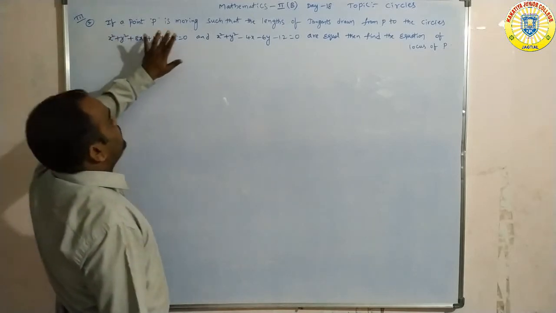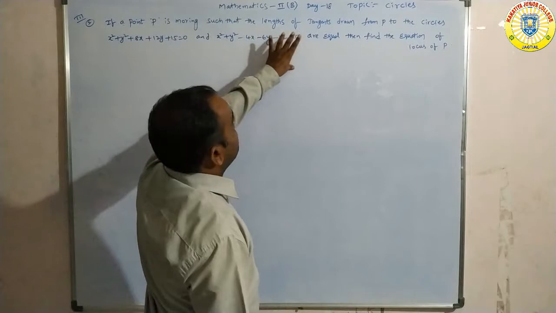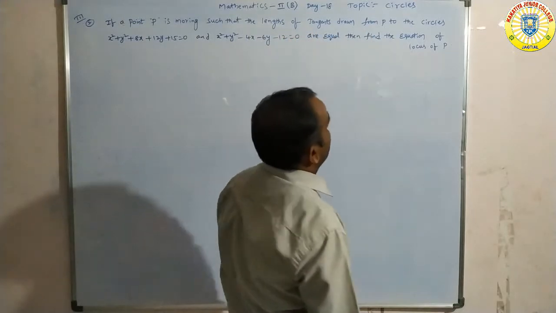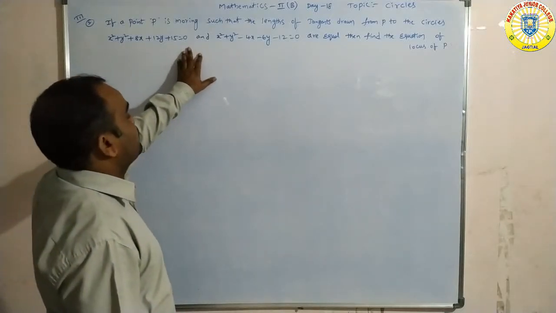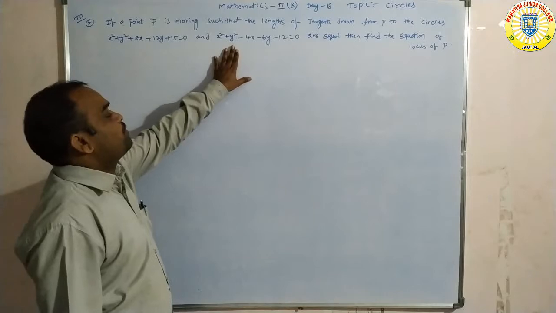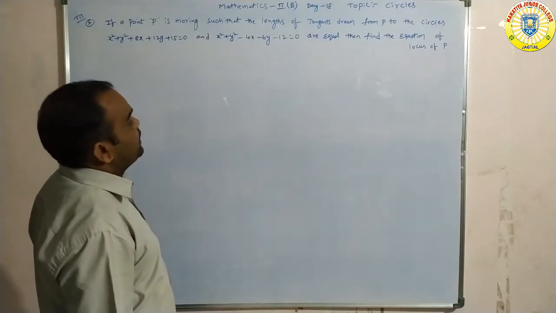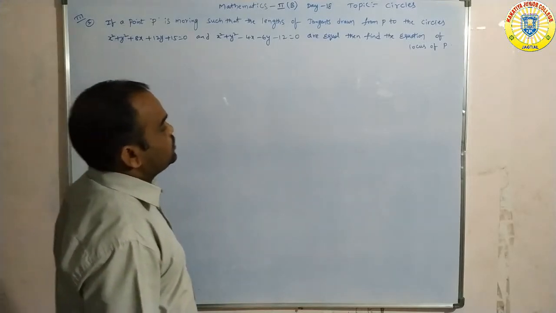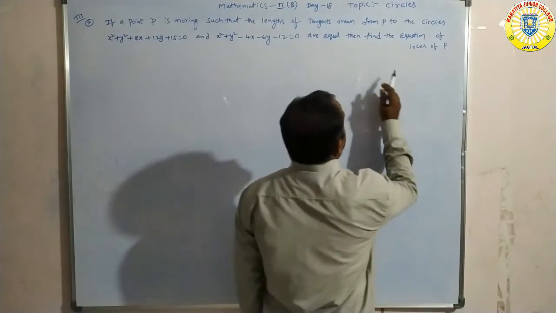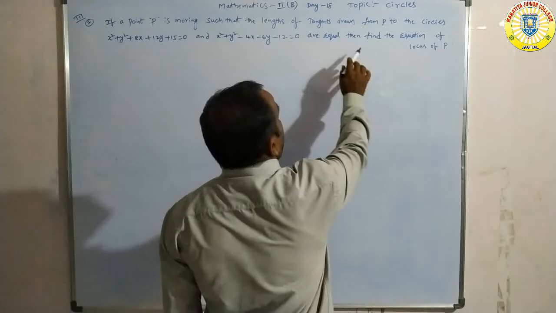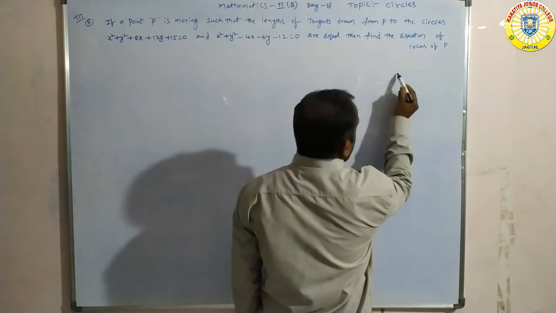If a point P is moving such that the lengths of the tangents drawn from P to the circles x square plus y square plus 8x plus 12y plus 15 equal 0 and x square plus y square minus 4x minus 6y minus 12 equal 0, the two circles are there, and the lengths of the tangents are equal, then find the equation of the locus.